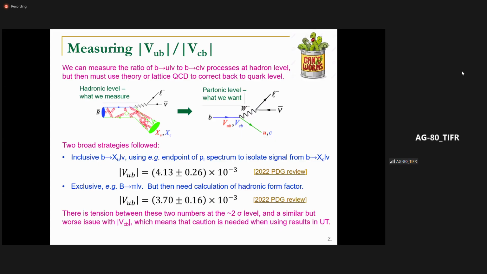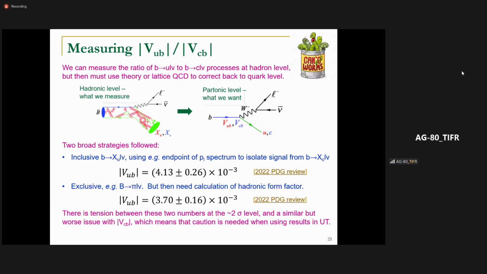Rather irritatingly, throughout the whole history of modern physics, more or less, these approaches have never given exactly the same result. So the precision on these two ways of measuring VUB has improved significantly with time, but there always seems to be a 2 or 2.5 sigma discrepancy between the two approaches. So the measurements get more precise, they get closer together, but they always remain about 2 sigma apart.